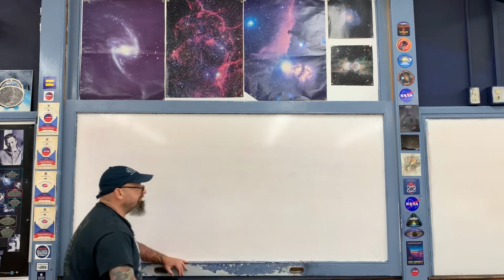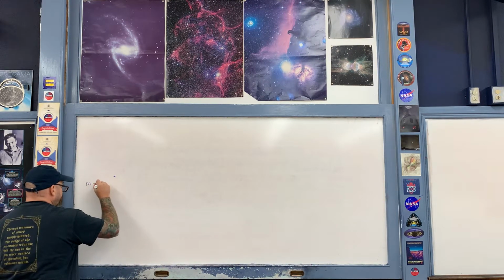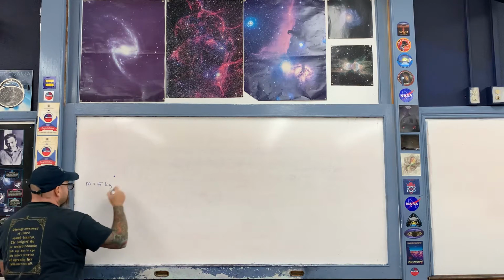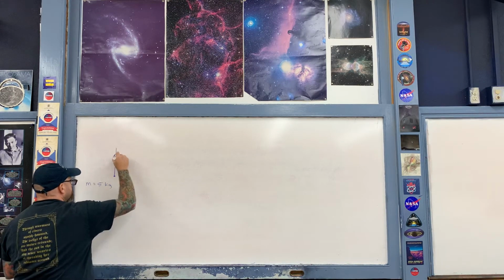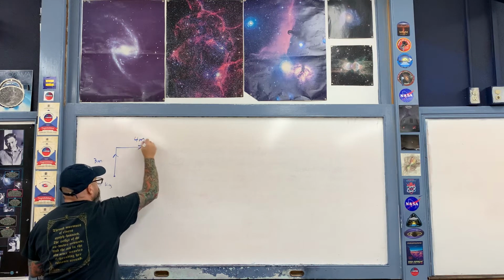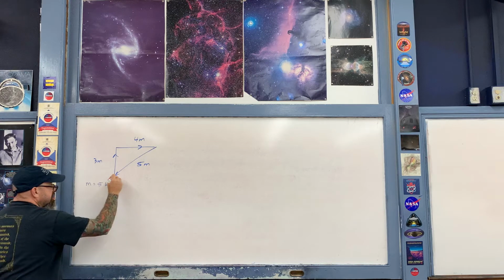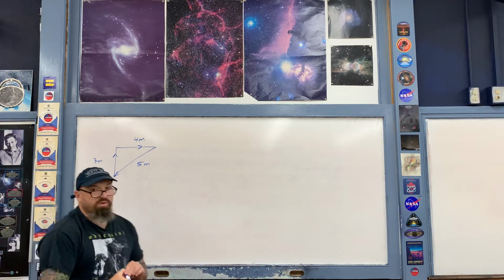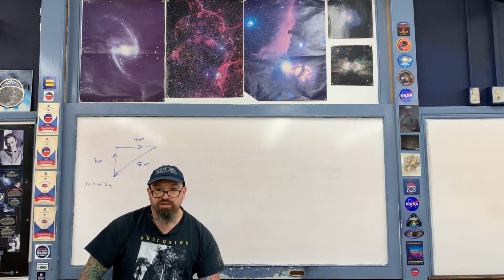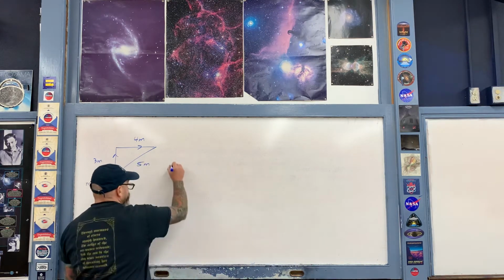Let me draw a top view of the scenario. Right here is our chair, we'll say of mass M equal to 5 kilograms. And then I basically just push it like this. Let's say I push it in this direction 3 meters, in this direction 4 meters, and back to where I started like so, in this direction here, or this distance of 5 meters. But the total distance over which I push the chair is just a total of 12 meters. We'll think of that as the magnitude of our overall displacement vector.